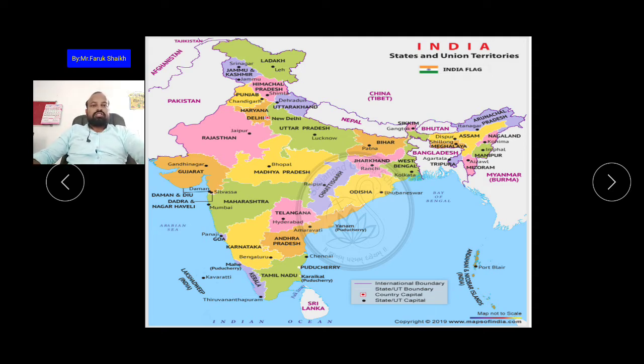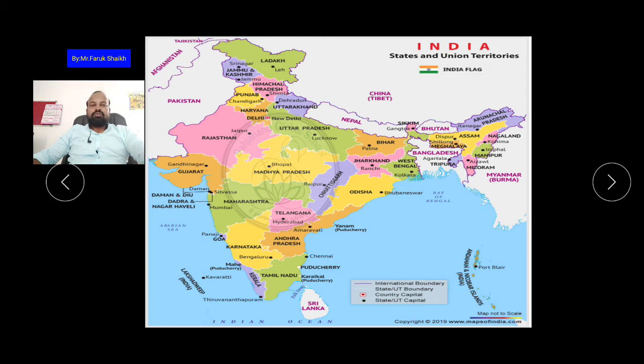India is also called a peninsula. Peninsula means the land which is surrounded on three sides by water bodies. So here you can see this is our country India, and it is surrounded on three sides by water bodies. This is the first, second and the third. Okay, here, here and here. This water body is the Bay of Bengal. This is the Indian Ocean and this is the Arabian Sea. Okay, in the east the Bay of Bengal, in the south the Indian Ocean, and in the west the Arabian Sea.